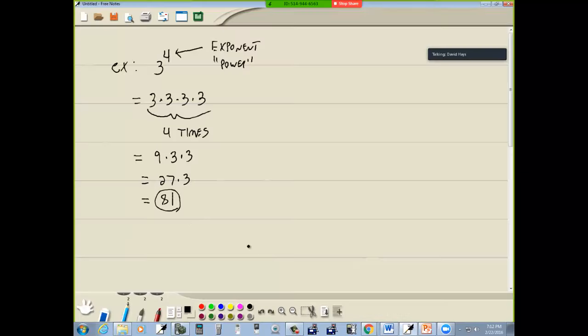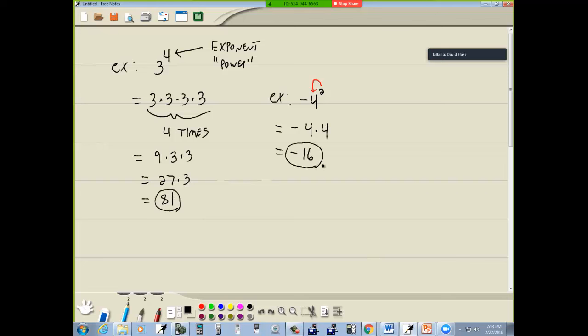What I mean by that, let me clear that, or I'll just do an example here. If I had negative 4 squared, for example, this exponent here is only going to affect what's to its immediate left, so it's only going to affect the 4. So the negative will carry down, and then 4 squared I can rewrite as 4 times 4. And that negative carries down, and 4 times 4 gives us 16.